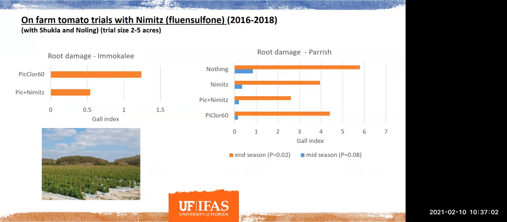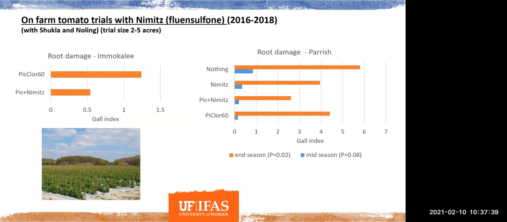We did another trial nearer to our center in Parrish, deep sand soils where you typically get more root knot damage. We had the same treatments, and we also had Nimitz by itself, so a non-fumigant treatment, and an untreated control. Here you see the gall ratings at mid-season and end of season, and all the treatments reduced the gall ratings, but again, the PIC plus Nimitz kind of stood out as the best treatment. The Nimitz itself was comparable to the PicClor 60 nematicide standard fumigant.